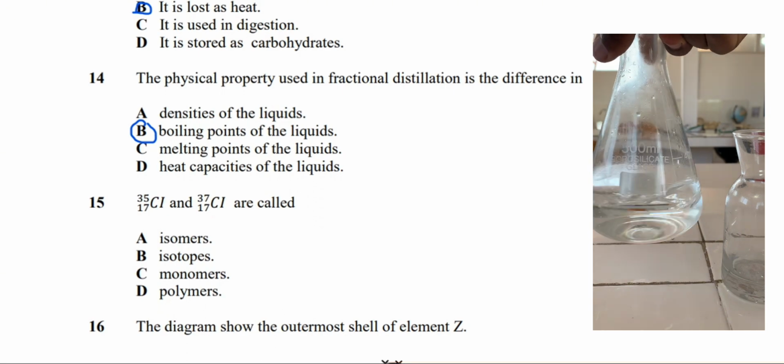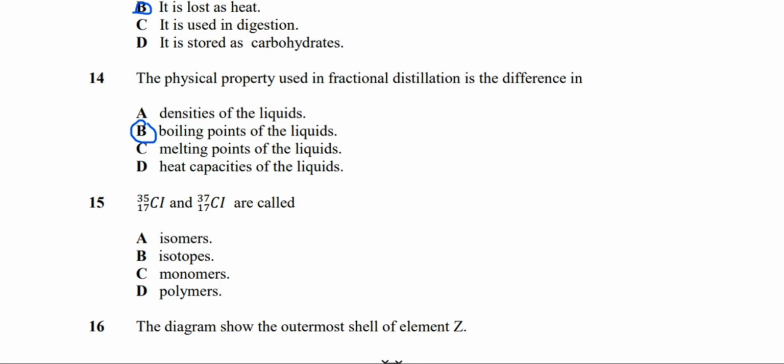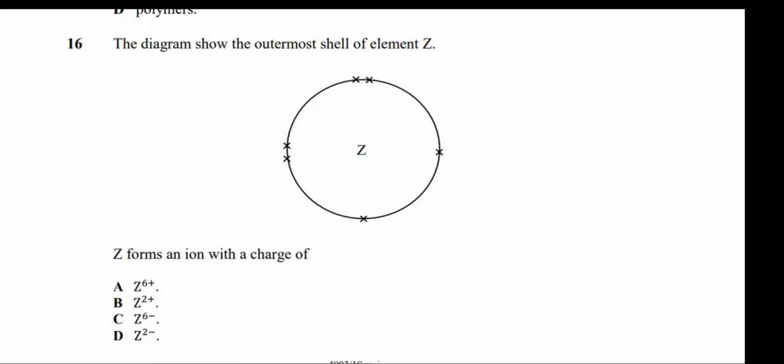Chlorine-35 and chlorine-37, you can see that these numbers here, which are the proton numbers, are the same, but the top numbers are different, which are the mass numbers. This means this one has 18 neutrons, this one has 20 neutrons. So these ones are isotopes, all right? These ones are not isomers or monomers or polymers, but they are isotopes.